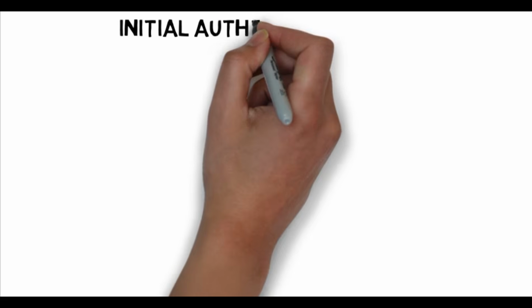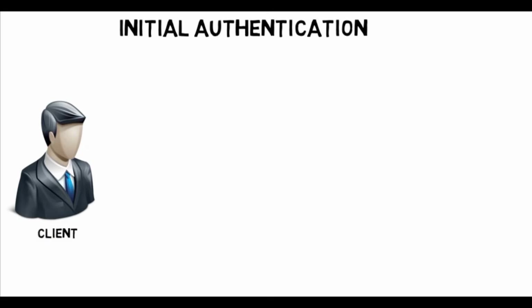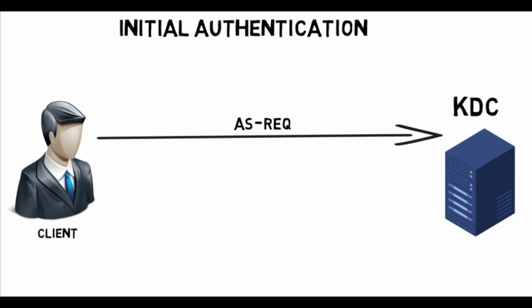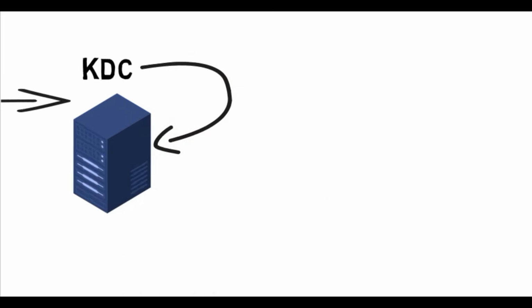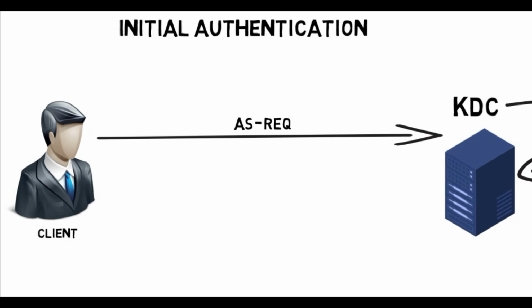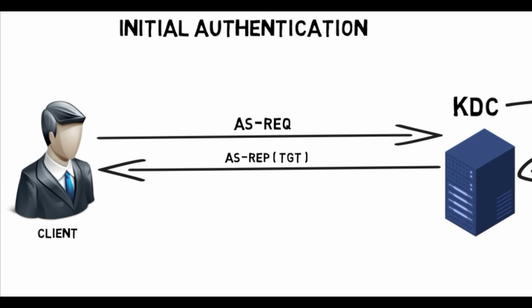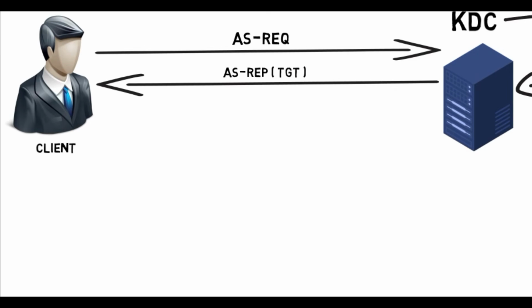First of all, we have the initial authentication. The client sends an authentication request to the KDC, an AS-REQ. Then the KDC verifies the user credentials, and if valid, it responds with an AS-REP, which includes the TGT encrypted with the KDC secret key, the krbtgt password hash.